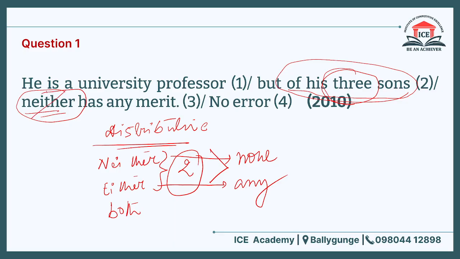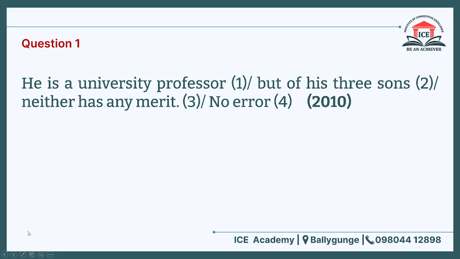So the error is in the third part of the sentence. It should be replaced by none has any merit. So the correct sentence should be: he is a university professor, but of his three sons, none has any merit. Right? I hope you guys have understood that. Let's move on to our next question. Now, this has come in 2010.